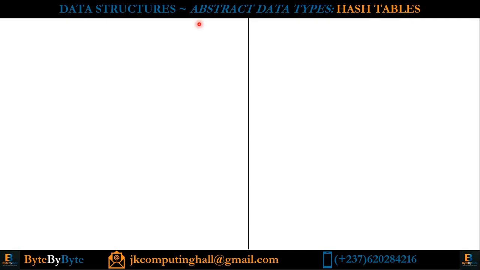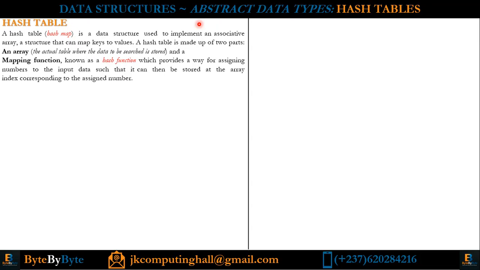Welcome back, dear students. Today we are treating a different abstract data type known as the hash tables. A hash table, also known as a hash map, is a data structure used to implement an associative array. For those of you who are used to Python, I'm sure you know what an associative array is. An associative array is an array whereby we map key to values instead of index. That we call an associative array.